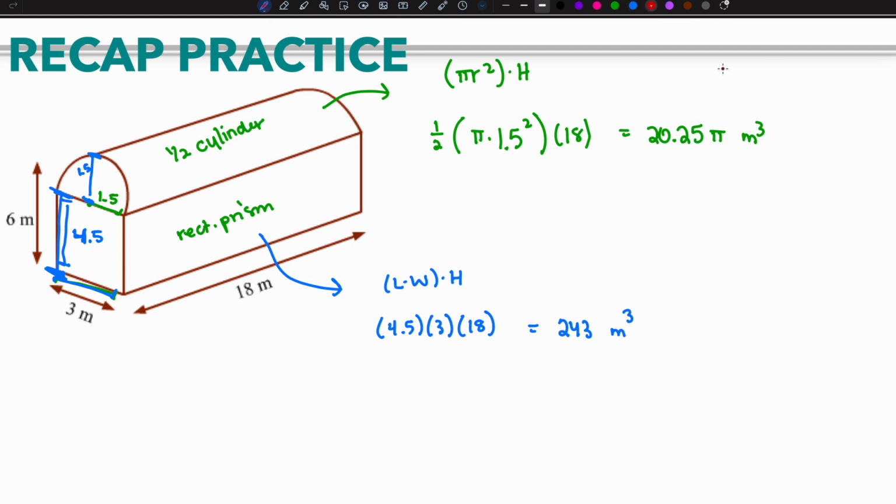And now to find the final answer, I'm going to take those volumes and add them together. So 243 plus 20.25 pi is going to give me 306.62 meters cubed, depending on how you round.